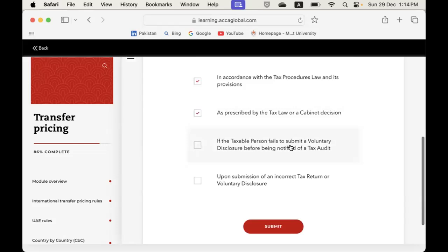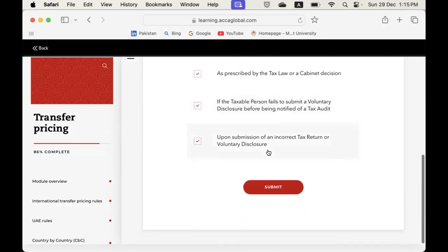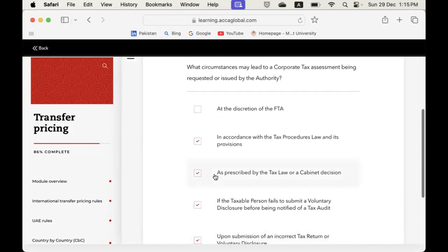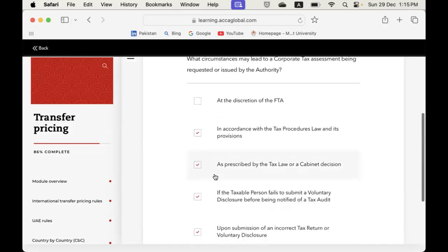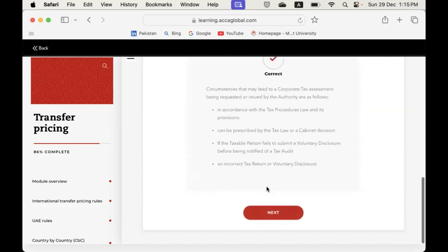If the taxable person fails to submit a voluntary disclosure before being notified of a tax audit, yes, this is correct. Upon submission of an incorrect tax return or voluntary disclosure, yes, this is correct. Discretion of the FTA, I'm not too sure about it. Without any reason, the FTA cannot open. Do you guys agree, or what do you think? No answer. Okay, let's go.